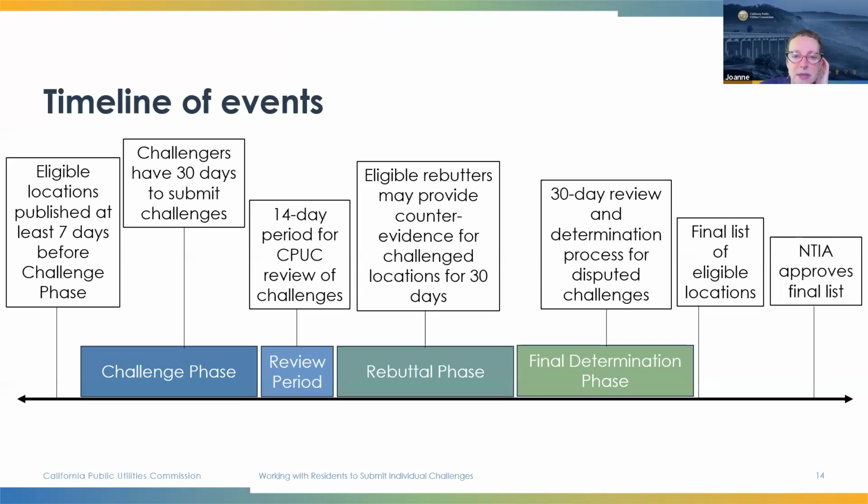After the rebuttal phase, the CPUC will have another 30 days to review the challenges, review the rebuttals, evaluate the evidence, and issue a final determination in the form of a final list of eligible locations, that is to say BEAD eligible locations, based on the rules of the process and the eligibility established by the IIJA. The final list will then be submitted by the CPUC to NTIA. Based on NTIA's rules, that happens when the challenge process is done, and NTIA then has the opportunity to review and then approve the list of eligible locations, requesting changes or clarifications where necessary. And at that point, the final list will be released publicly.